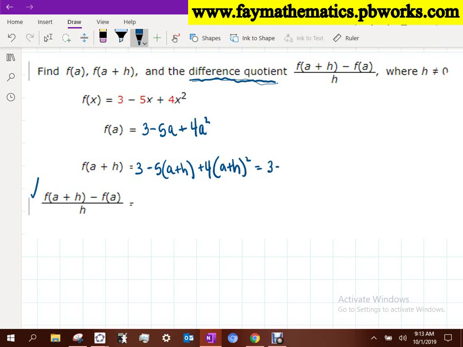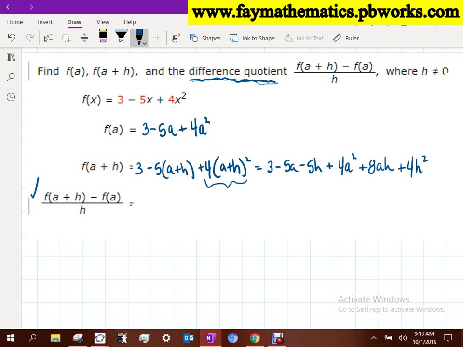So it's going to be 3 minus 5a minus 5h, plus then, okay, so I'm going to do this all at once. I'm going to square a plus h, and I'm going to multiply by 4. So squaring this, a squared times 4 will be 4a squared. It's a binomial, so my outer and inner terms here would be ah and ah, so it's going to be 2ah times my 4, which is 8ah. And then last times last would be h squared. I'm multiplying that by 4, right? So 4h squared.